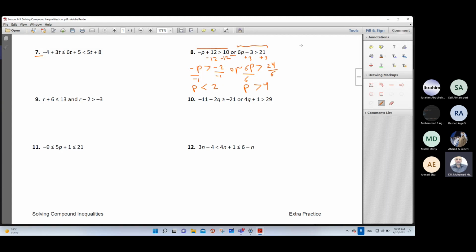So the set of the solution: we have b such that b less than 2 or b greater than 4.